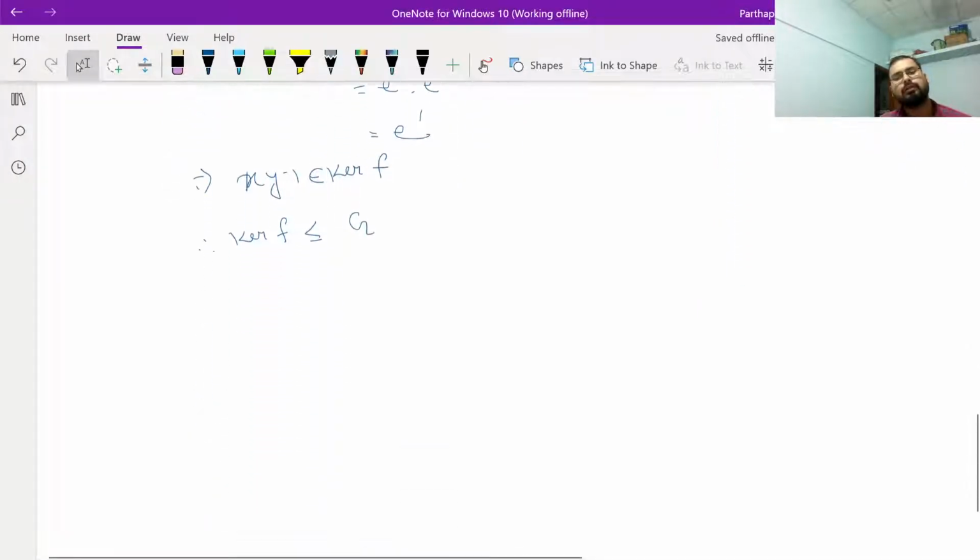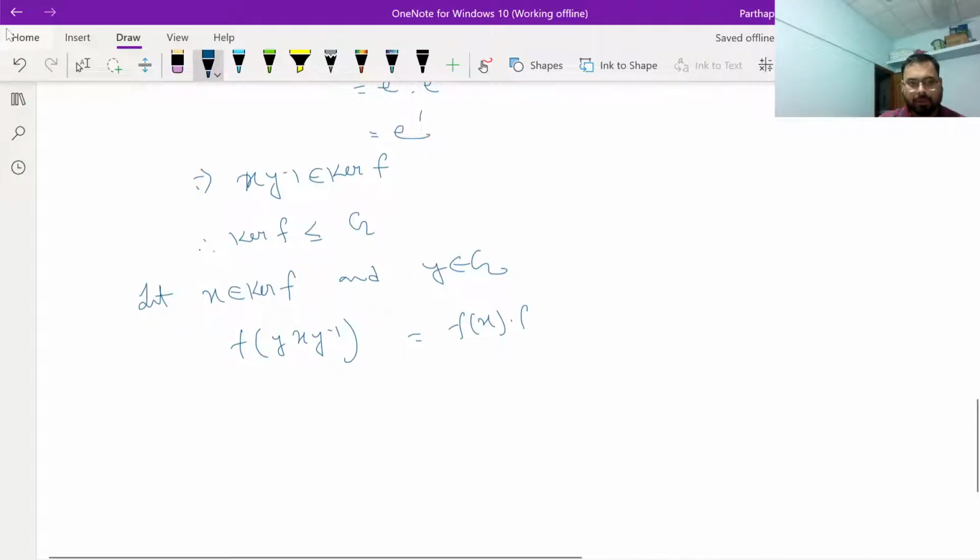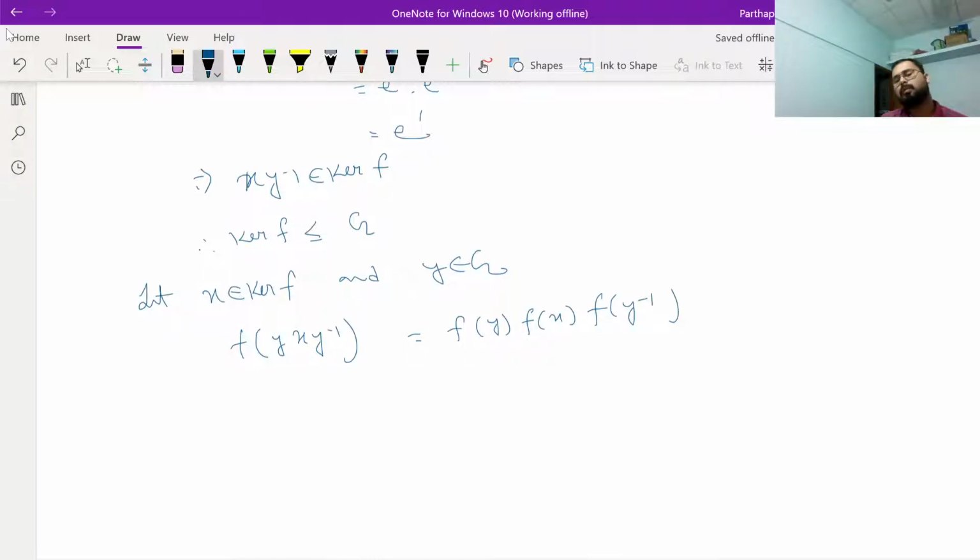Now we will show that the kernel of f is a normal subgroup. So for that, let x belong to the kernel of f and y belong to G. Then f of y x y inverse. You have to find this. So by the property of homomorphism, this will be, sorry, I have made a mistake here. So this is equal to f of y into f of x into f of y inverse. This is by the property of homomorphism.